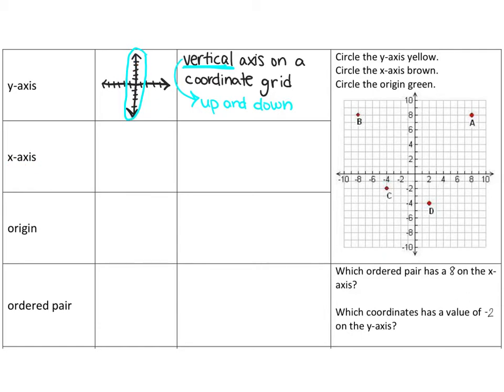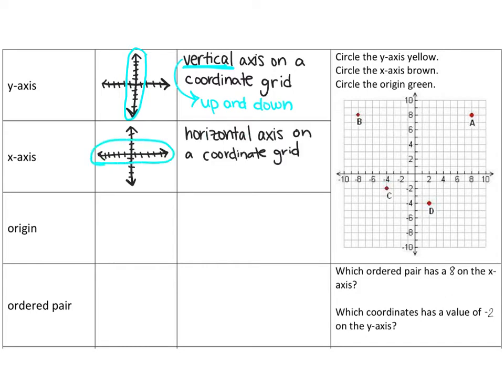X-axis is, on a coordinate grid, the horizontal axis. So the key word, again, on x-axis is horizontal, which means side to side. Pause the video if you need to write this down.